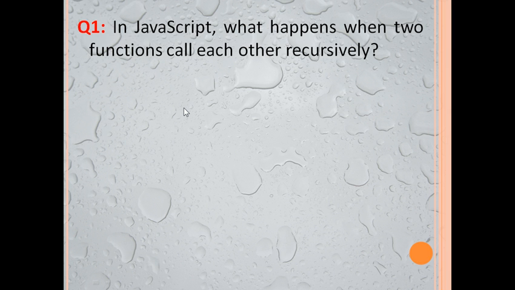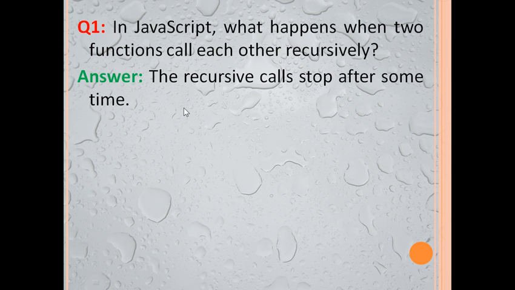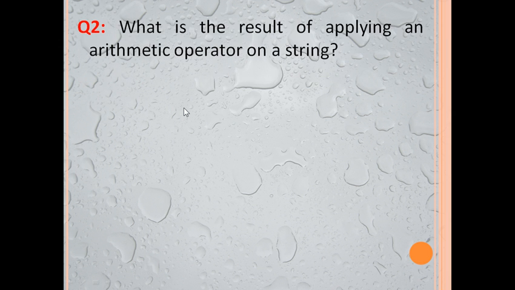In JavaScript, what happens when two functions call each other recursively? The recursive calls stop after some time automatically. What is the result of applying an arithmetic operator on a string? The result is NaN, meaning not a number. It is given as result when a string cannot be converted to a number.